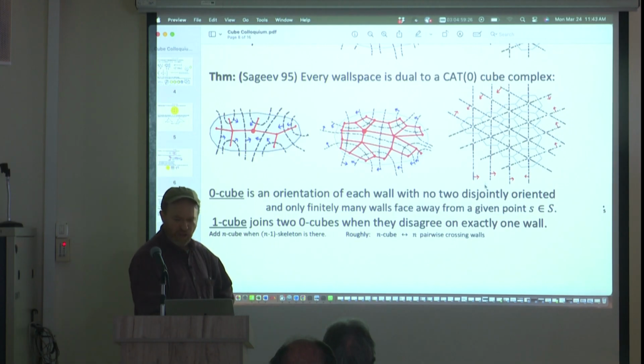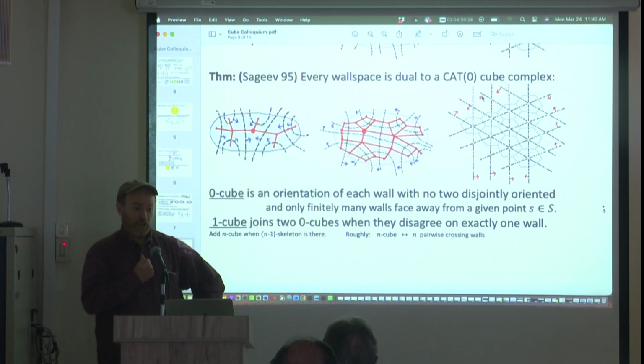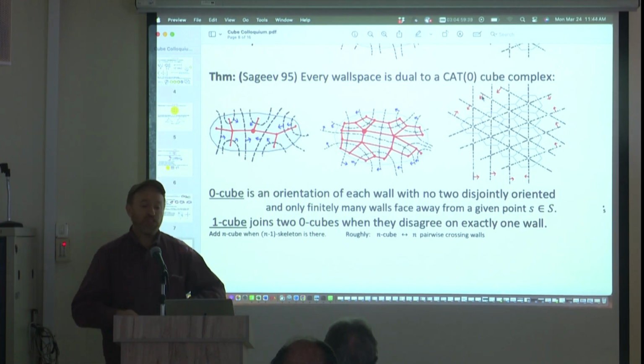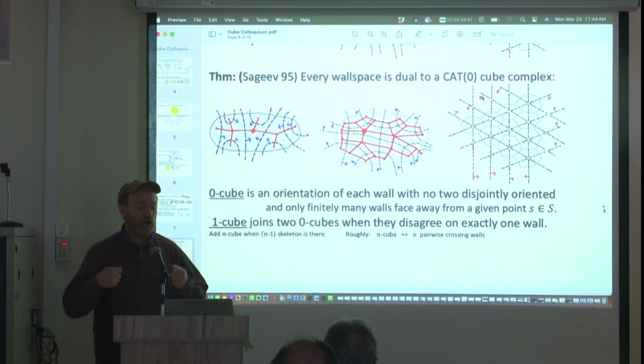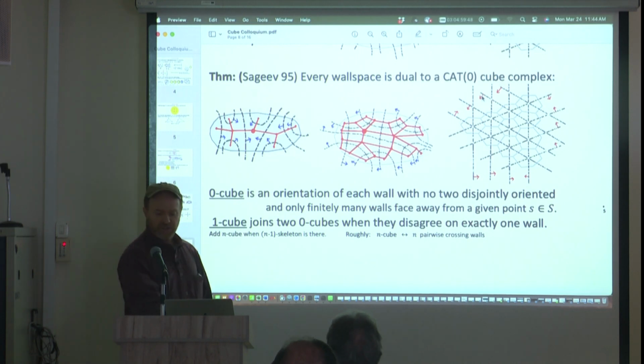So for any wall, let's look at this picture over here. For any wall, I imagine that there's kind of a red normal vector, and you could decide if the red normal vector is going to point to one side or if it's going to point to the other side. So a zero cube is a choice of an orientation. It's a choice of a normal vector for every wall in the whole wall space, right? So see, I've chosen a red normal vector for every wall over here. That could be a zero cube, okay?